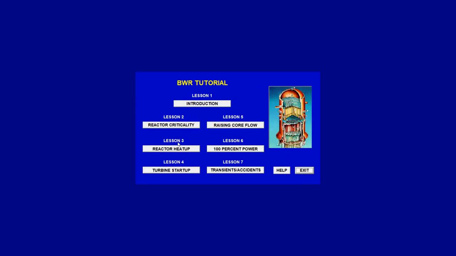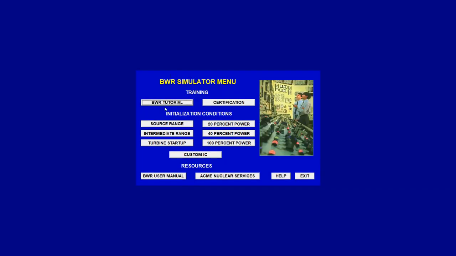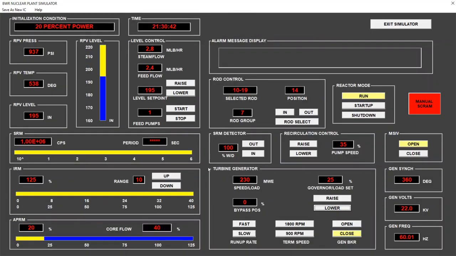If we look at the tutorials we follow, we already did the criticality, reactor heatup, turbine startup, raising core flow, and today we will do the 100% power. We will not follow this tutorial, we will just initialize the conditions at 20% power, and from this we will end up the tutorial with 100% of thermal power, which will mean the nominal electrical power output in the turbine generator.